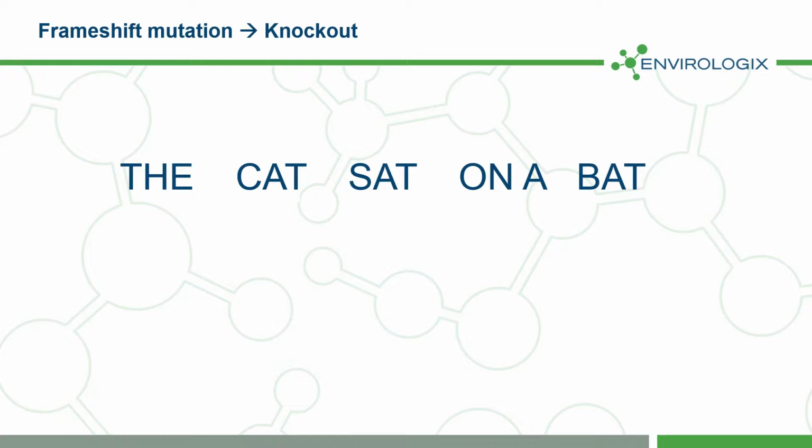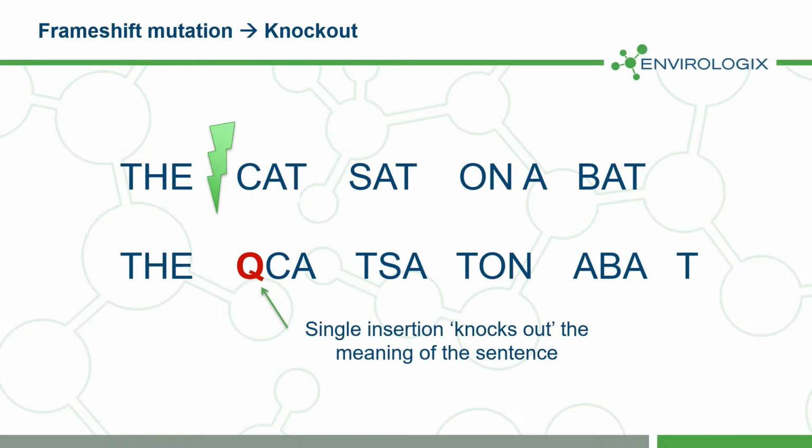So if we think about a sentence of triplets, the cat sat on a bat. So bear with me and pretend that Anna is one word. If we make a cut somewhere in the middle here, and then put the sentence back together, but we insert a new base or a new letter, it knocks out the meaning of the rest of the sentence. So it throws everything else out of frame, and now the cell can no longer create a functional protein.